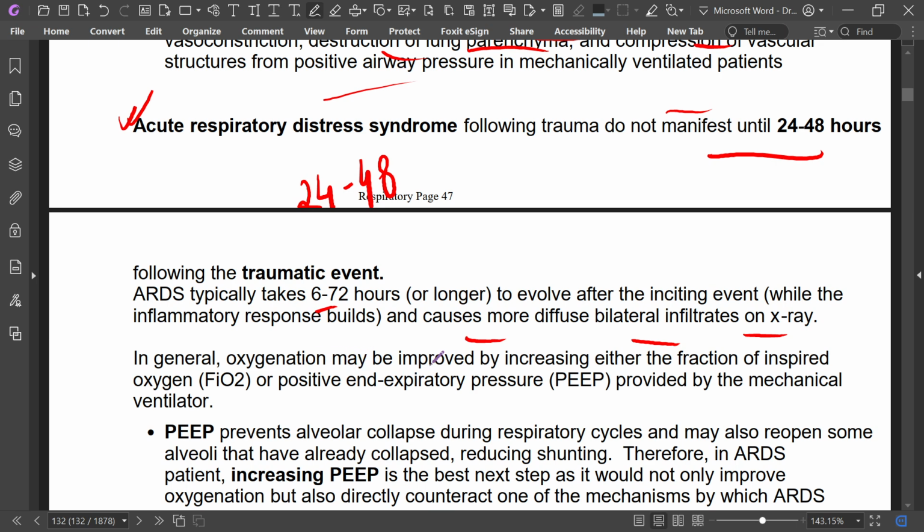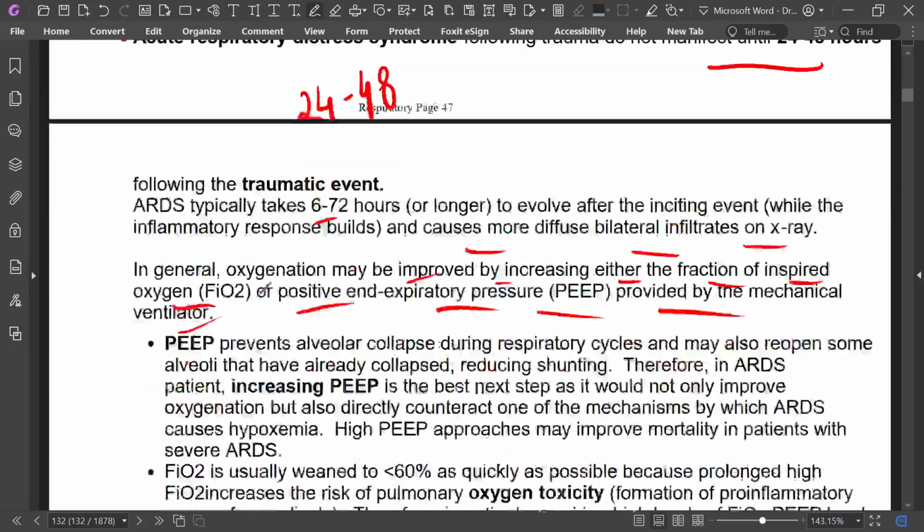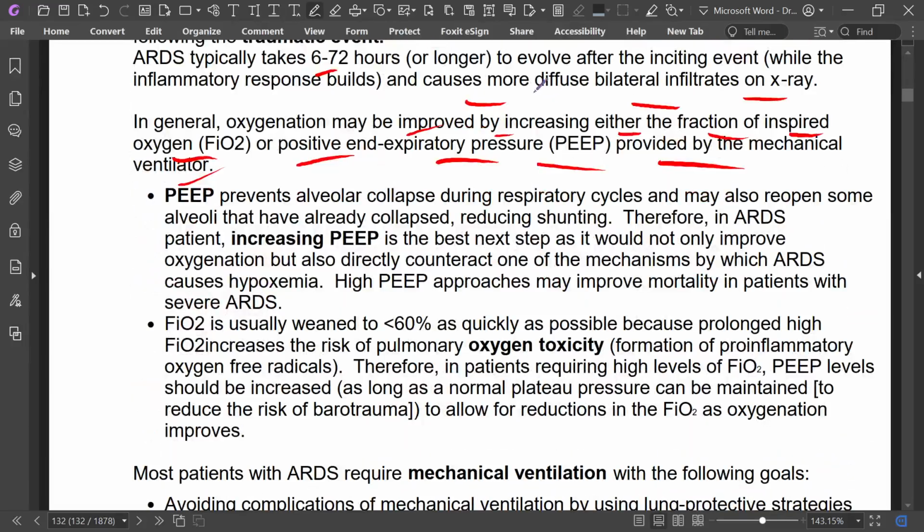In general, oxygenation may be improved by increasing either the fraction of inspired oxygen or the positive end-expiratory pressure, PEEP, provided by mechanical ventilation. PEEP prevents alveolar collapse due to the respiratory cycle and may also reopen some alveoli that have already collapsed.